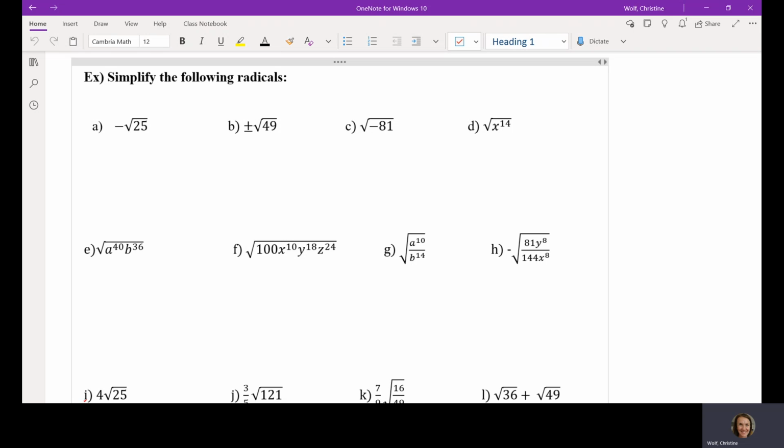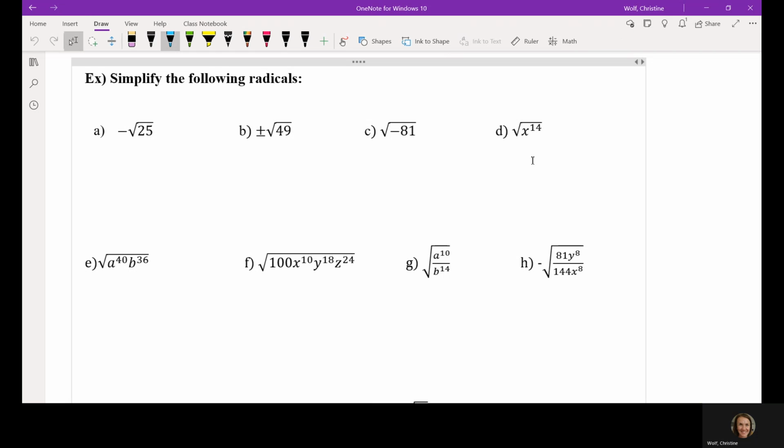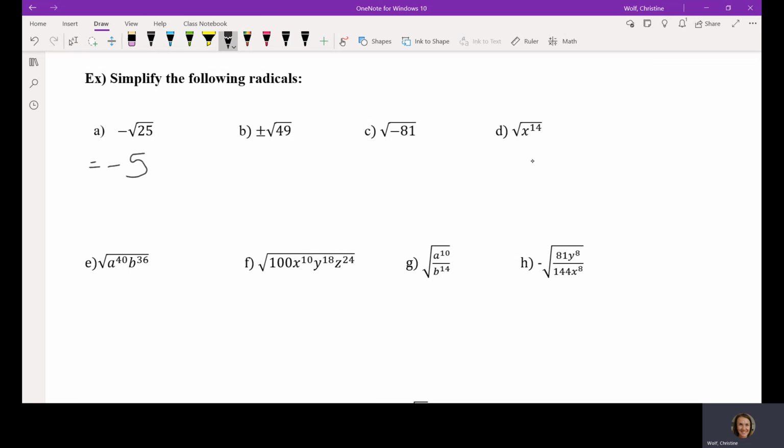So the first question asks you the square root of 25, which is 5, but the only difference is they just want you to throw a negative out front. That's it. So all you do for this first question is write 5 with a negative out front. It just follows you down. Very simple. The answer is negative 5.